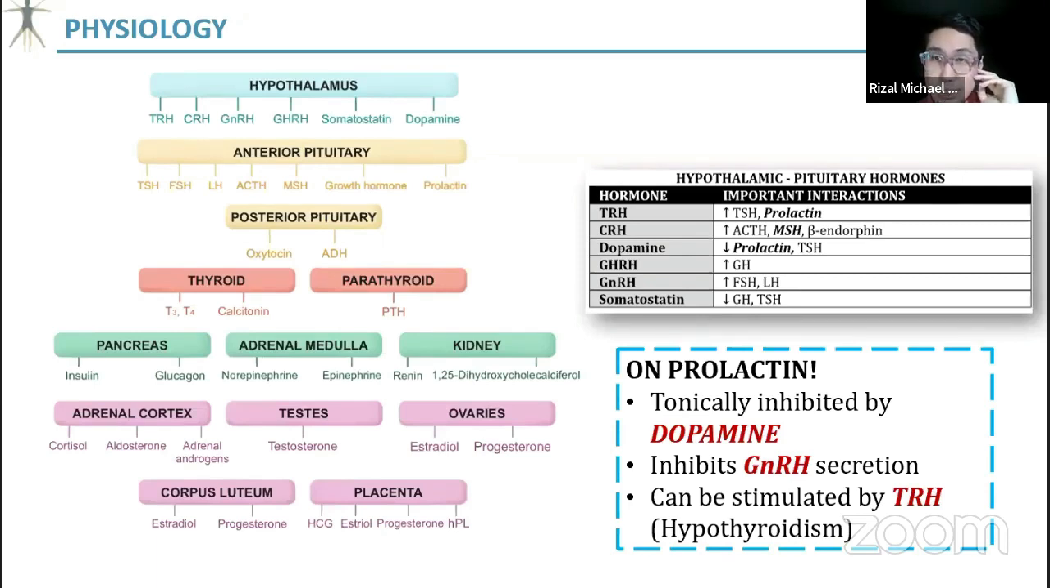That is because your TRH stimulates prolactin secretion. Okay? So if you have a patient in the clinic in the future with primary hypothyroidism, don't forget to check the breast area kasi baka may galactorrhea siya, signaling na meron siyang hyperprolactinemia due to TRH. Okay? Because of uncontrolled hypothyroidism. So, yan.